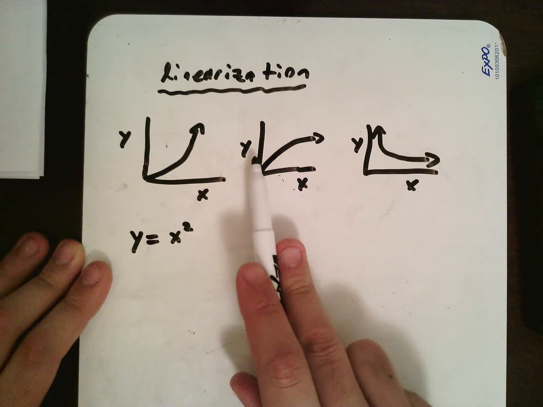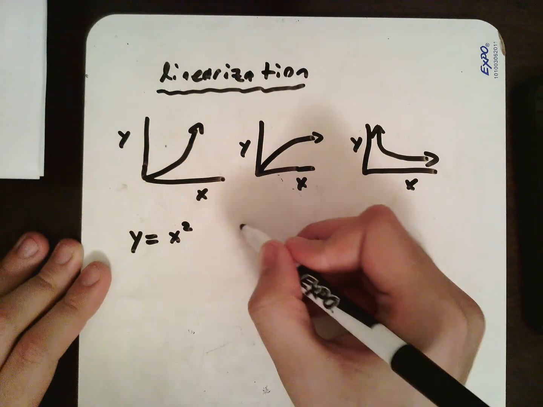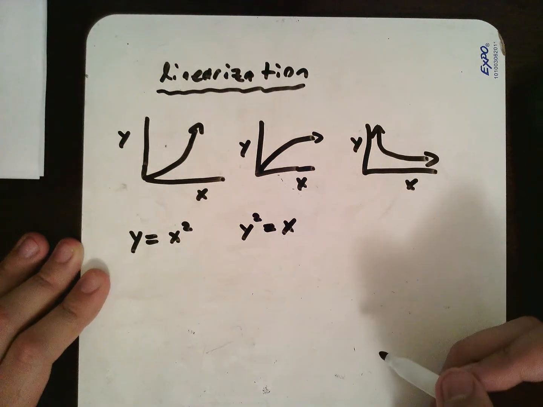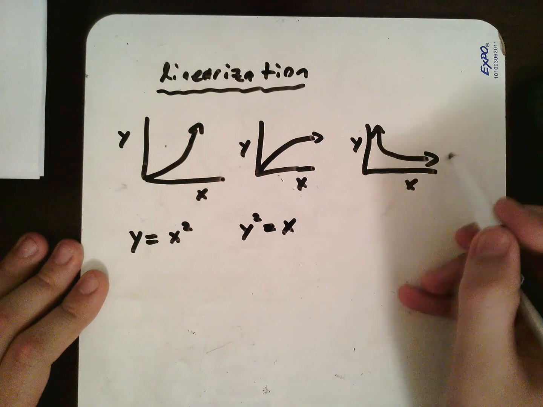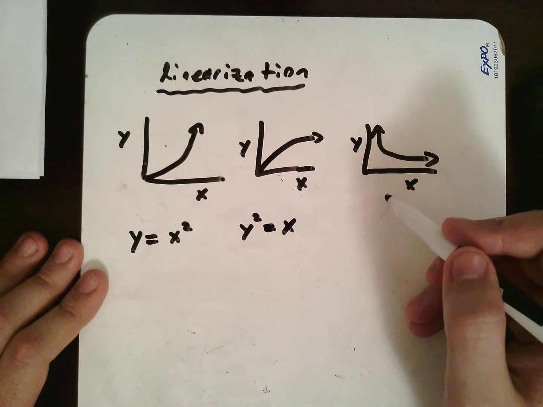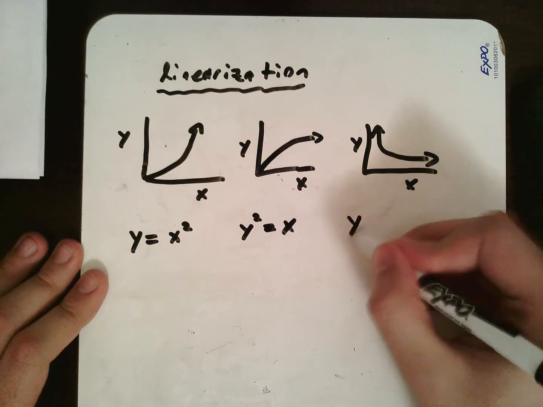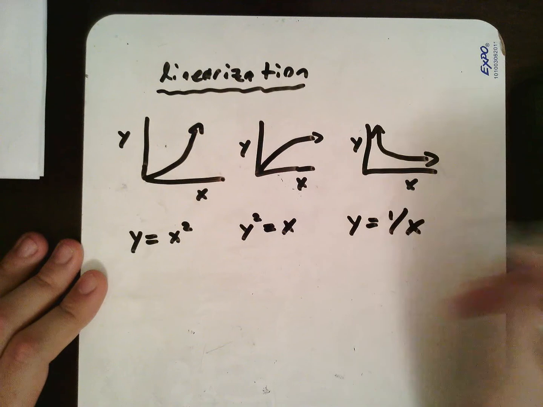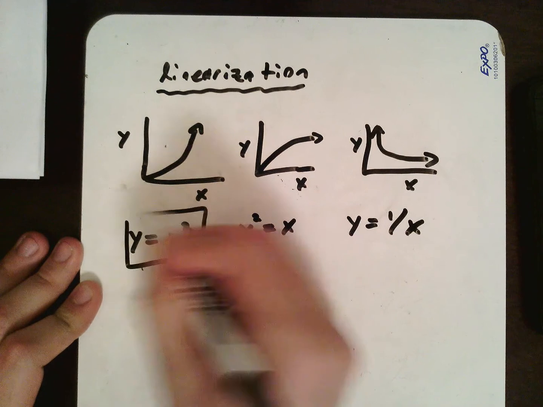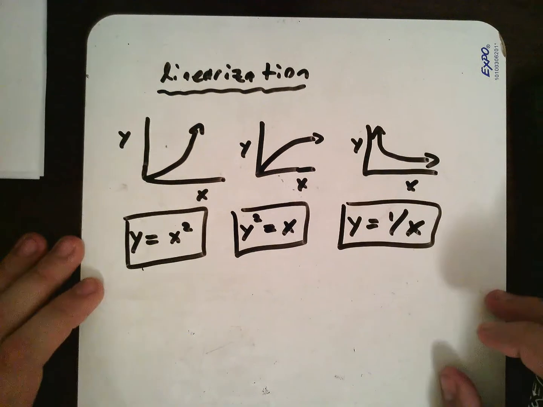In this case, a small change in y creates a large change in x. So we have the opposite: y squared equals x. We also have this one right here, where as x gets bigger, y gets smaller, and as y gets bigger, x gets smaller. So they're inversely proportional, right? y equals 1 over x. So I have my equations right here, and I have them matched with the graph.